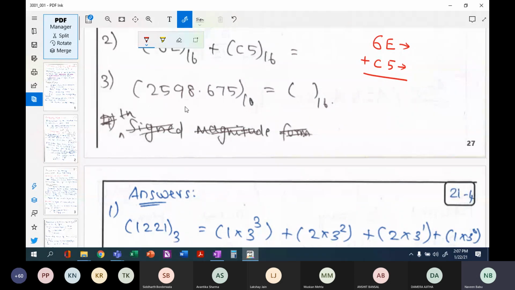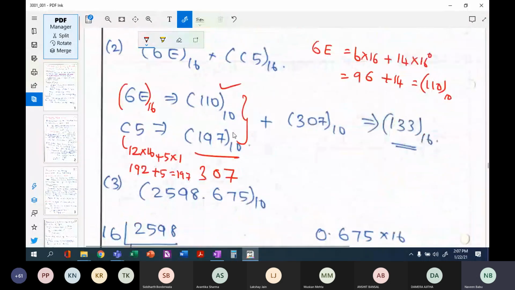So 2598, you will successively keep on dividing this by 16 and find the remainder. That will be the integer part here. Now the fractional part, 0.675, you will keep on multiplying it with 16, and whatever is the fraction decimal part, you will consider that as a coefficient. So let us see what is the solution here.